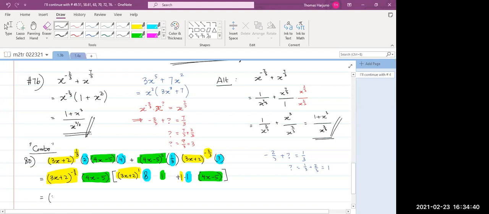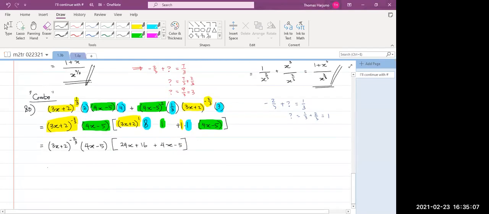Now then I will have 3x plus 2 to the power of negative 2/3. Later on I will bring it to the bottom. And then I have 4x minus 5. Now the part inside the bracket here, I will distribute. That will be 24x plus 16 plus 4x minus 5. Then the negative exponent, I bring it to the bottom. 4x minus 5 stays on the top.